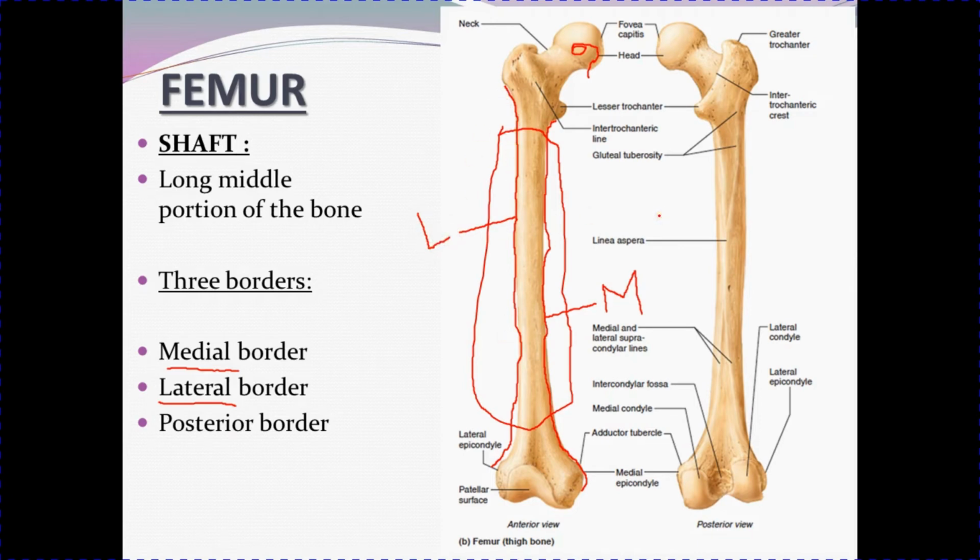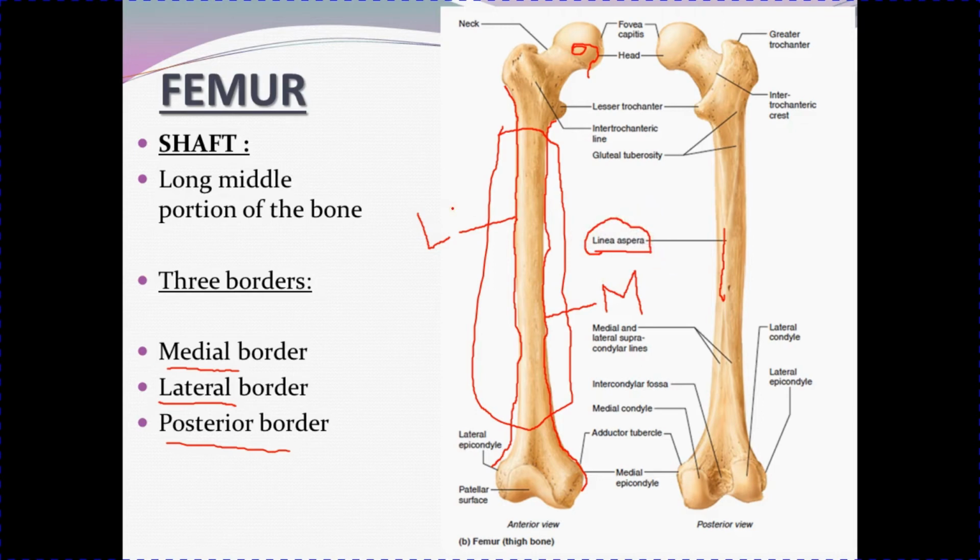On the posterior aspect of the femur, there is a sharp border which is called the posterior border. This posterior border is also called the linea aspera.